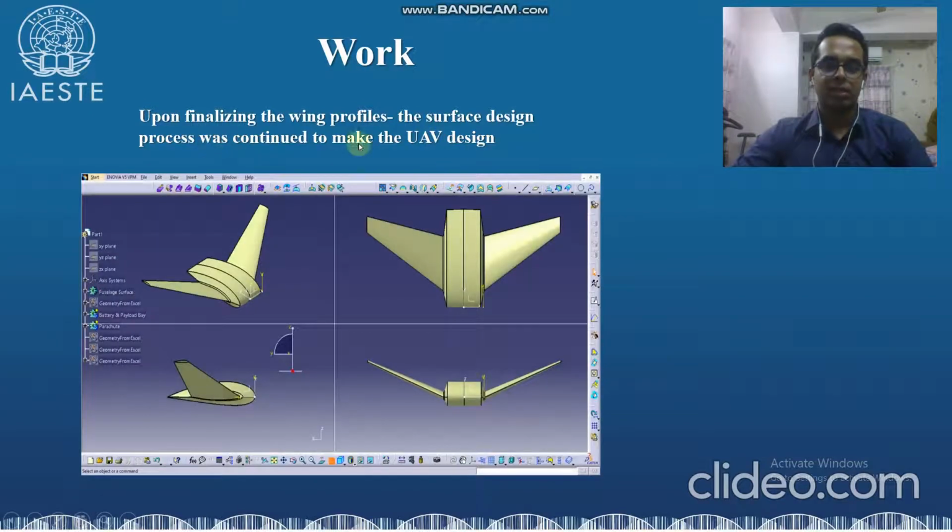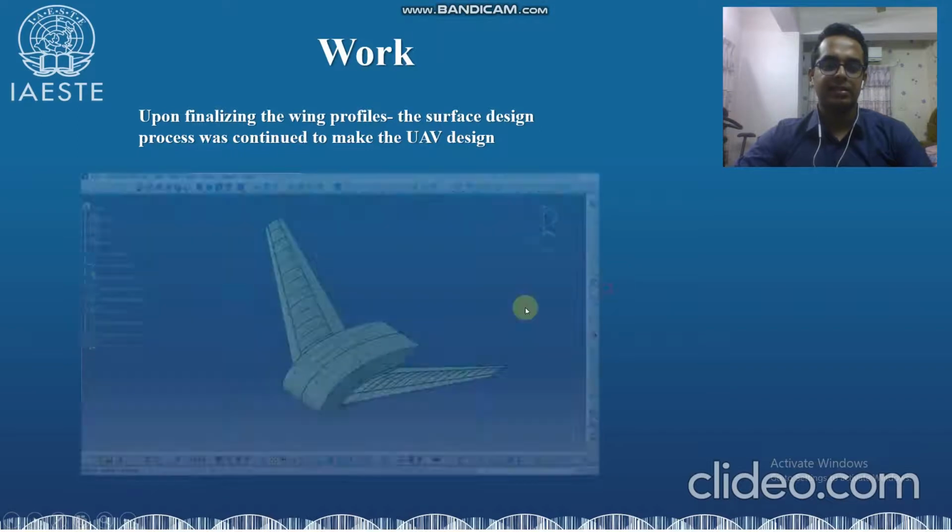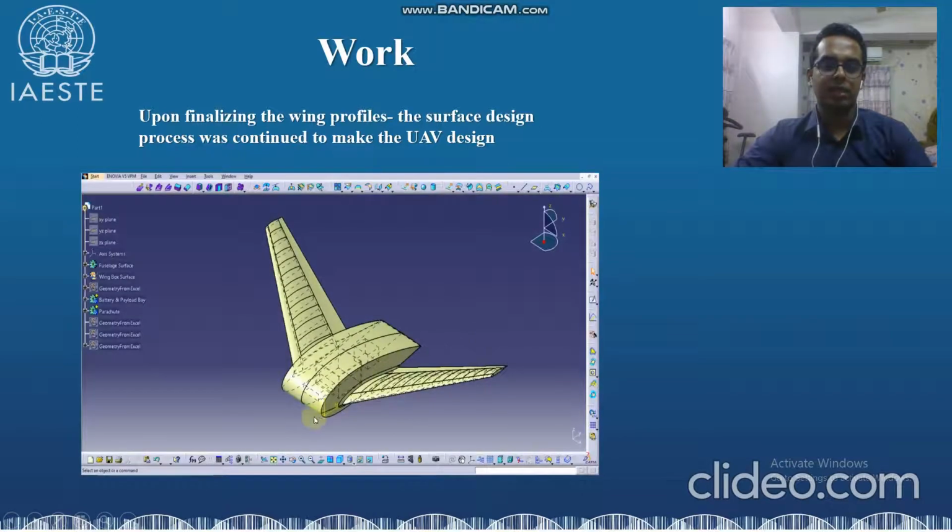So after finishing the wing profiles, I made this model using CATIA, and it took almost 2.5 weeks to complete it. You can see here that the hidden profiles are the places for the payload area volume, and you can see the parachute and also the electronic speed controller and other stuff, including the battery.